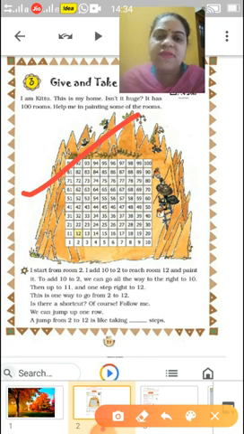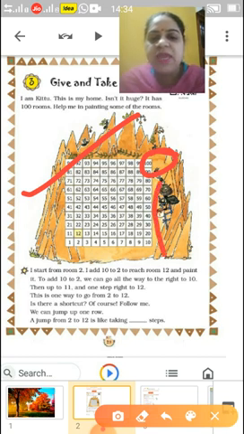It has 100 rooms. How many rooms? 100 rooms. Help me in painting some of the rooms. So he wants to paint some of the rooms out of 100. So let's start. I start from room 2. He started from room 2.